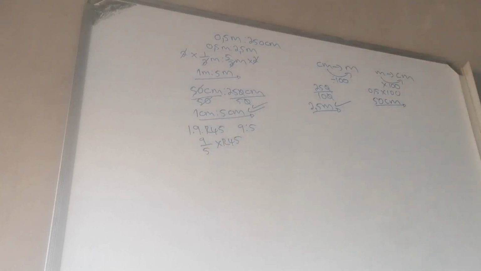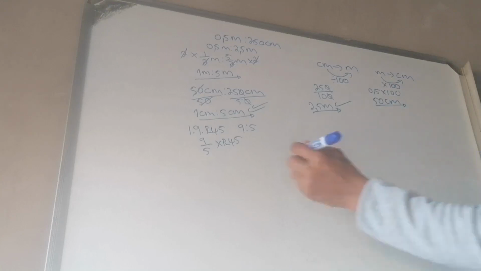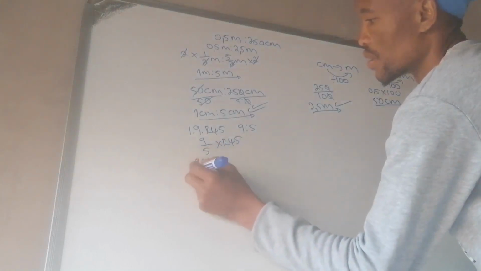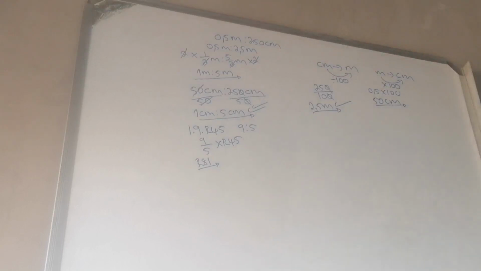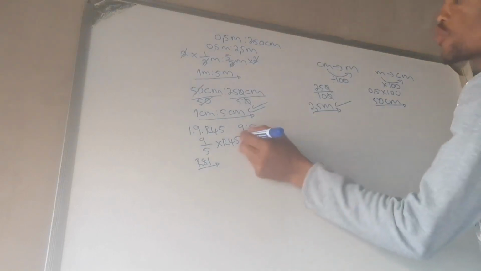What value do you get there? 9 over 5 multiplied by 45. You will get 81 rand, and you will get 2 marks for that.